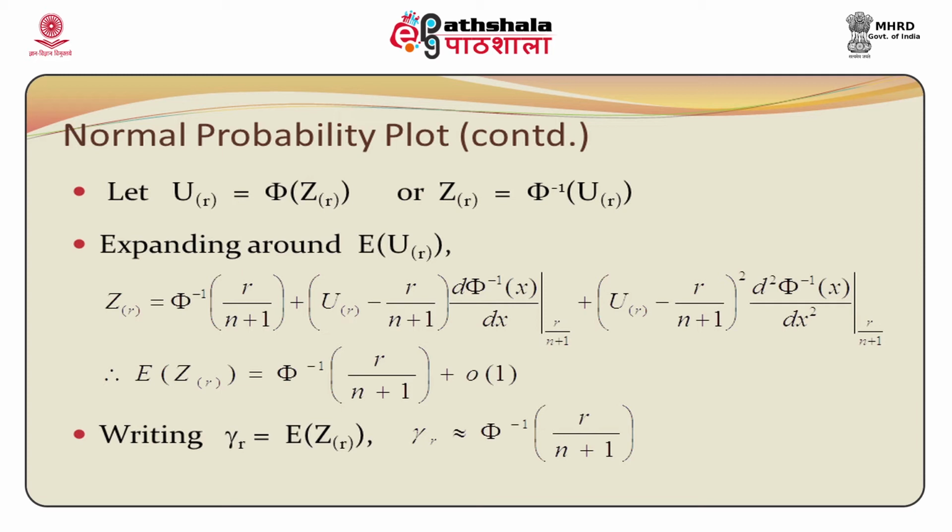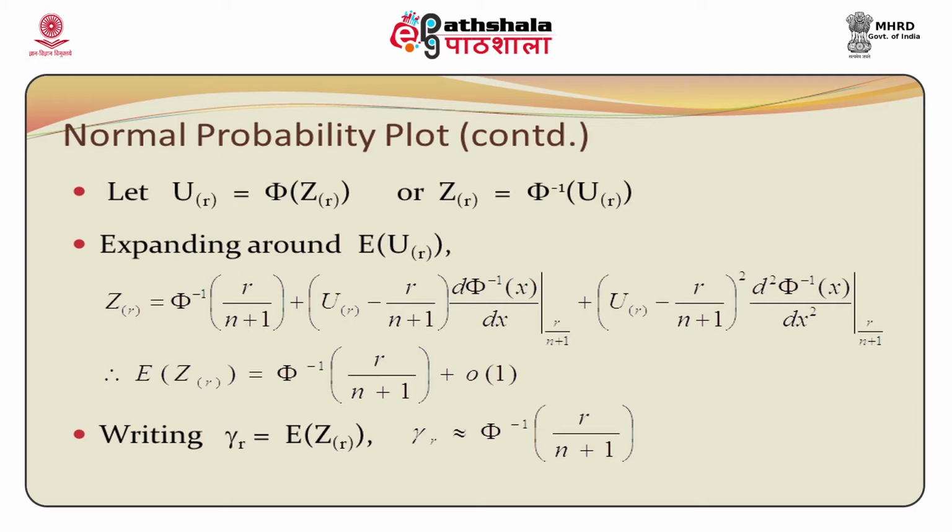And then if we take the expectation of zr now, we have the first term coming out as phi inverse r by n plus 1. There is no variable involved here, so this comes out as a constant. As for the second term, the expectation of ur would be r by n plus 1 and hence the second term would be 0. And the third term would give us the variance, but we have seen that the variance actually goes to 0 as n becomes large. So, we can approximate this and hence we can write expectation of zr is equal to phi inverse r by n plus 1 plus terms which go to 0.